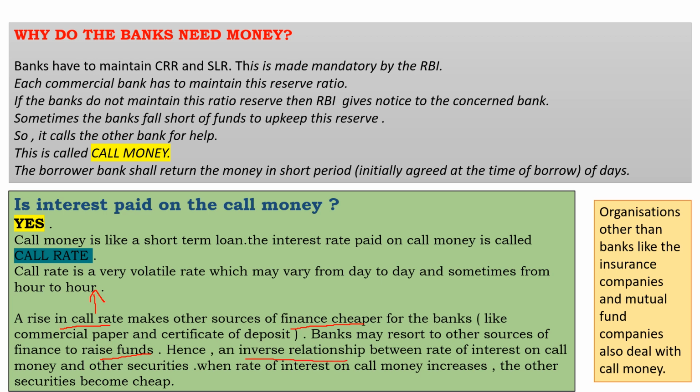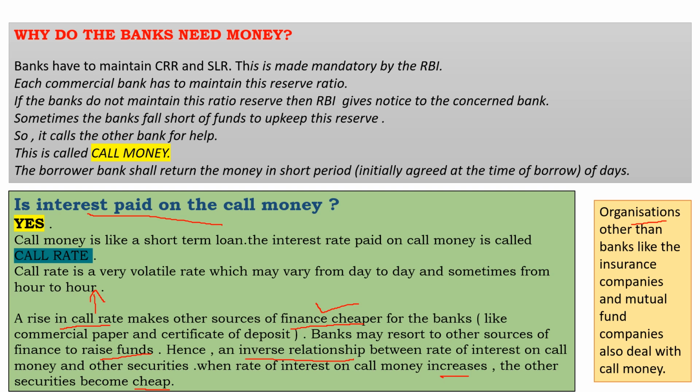Hence, an inverse relationship between the rate of interest on the call money and other securities takes place. When the rate of interest on the call money increases, other securities become cheap. It is very simple. If you have two options, option A and option B, if option A becomes expensive, automatically option B will become cheap. Same is what is happening here. When the interest on the call money rises, other securities become cheap and the banks resort to other sources of finance.